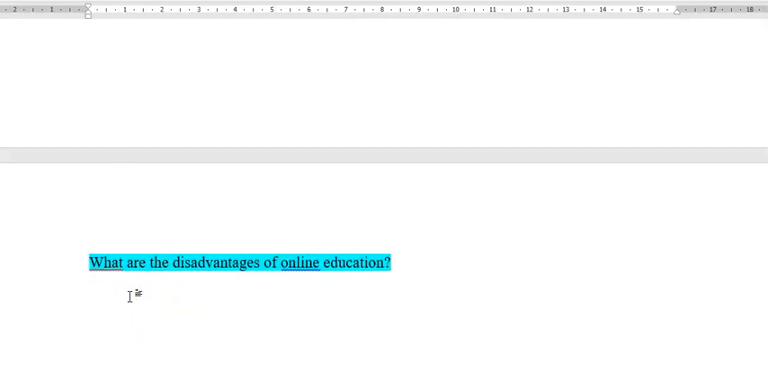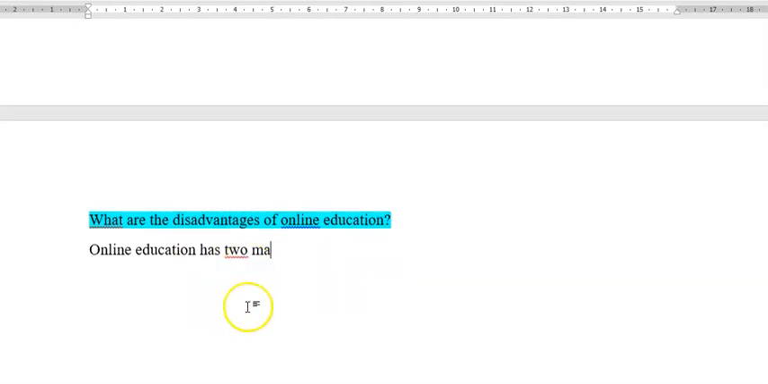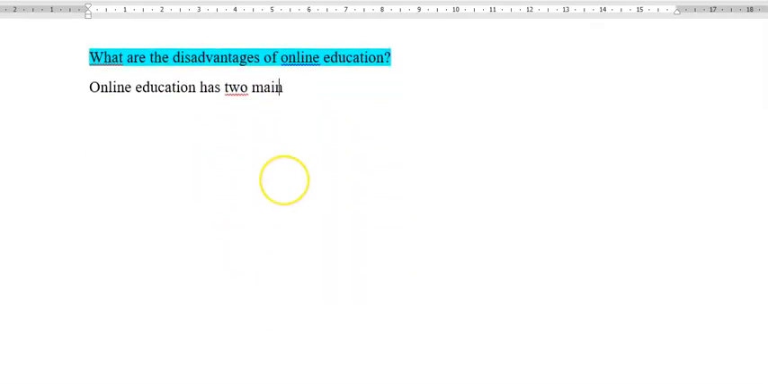So again, let's start with our topic sentence again. So online education has two main disadvantages for students. As you can see, online education is a topic, and two main disadvantages is our controlling idea.